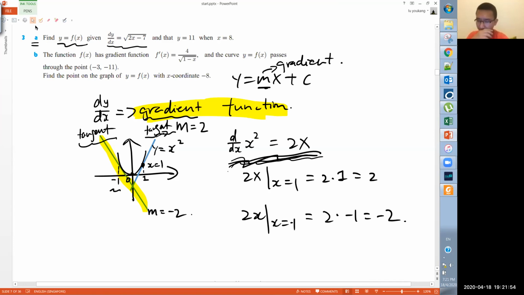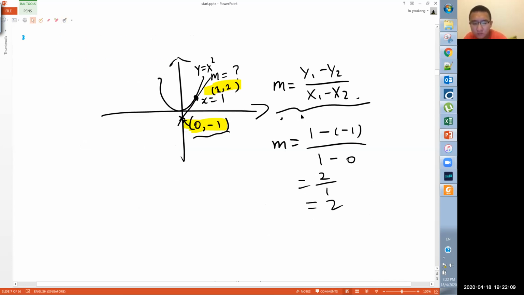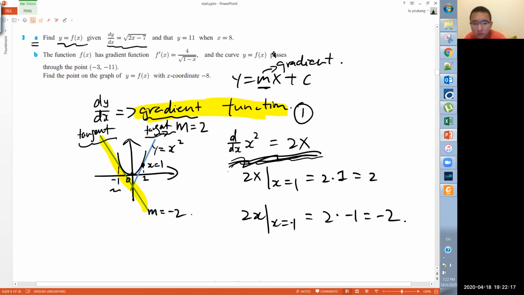This means in order to find the gradient of any tangent to the curve, there are 2 methods. One of them is you make use of the gradient function, and the other one is you use this formula. Now let's go back to the question.